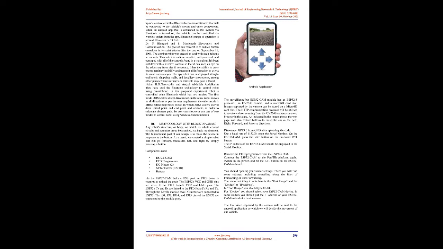It's been outfitted with a wireless camera so that it can keep an eye on the adversary from afar if necessary. It has the ability to enter enemy territory invisibly and transmit all information to us via its small camera eyes. This spy robot can be deployed at high-end hotels, shopping malls, and jewelry showrooms, among other places where intruders or terrorists may pose a threat.